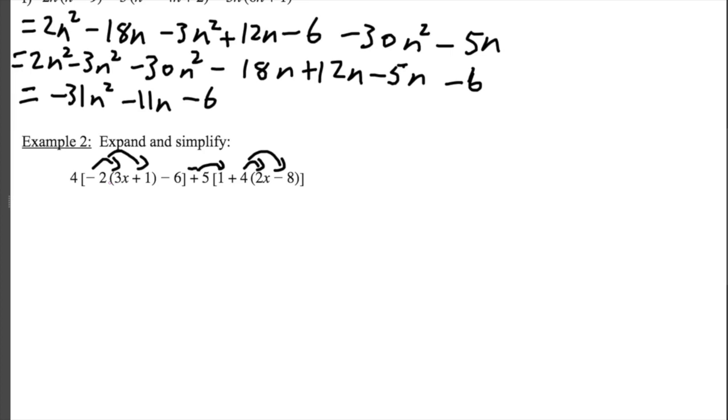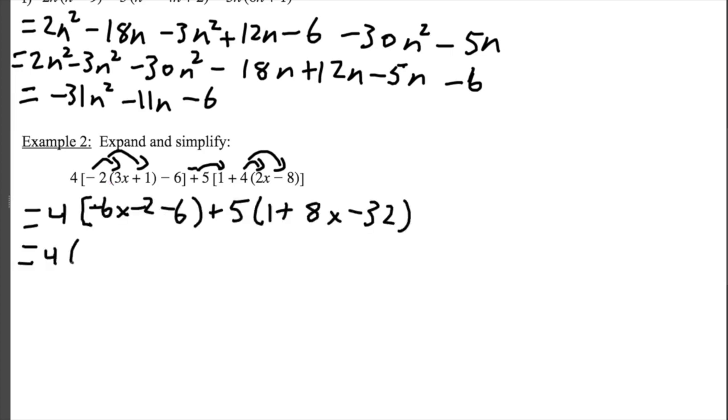Okay, so let's simplify the brackets first before we multiply anything else. So we have 6x minus 2 minus 6, we'll have minus 6x minus 8, and then close bracket. Here we're going to have 5. So again, we're going to simplify it first. So it'll be 8x minus 31.